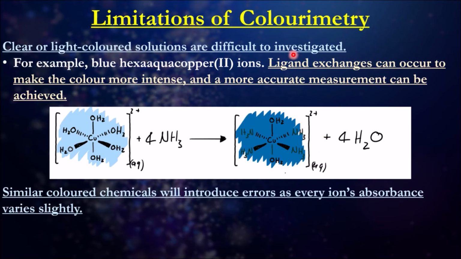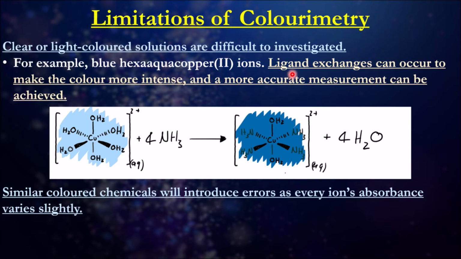There are some limitations of colorimetry though. If we have a clear or light colored solution, it is quite difficult to investigate. For example, hexaaqua copper(II) ions give you this really light blue color. Obviously the light blue color means that there's less absorbance of the other wavelengths of light. It can also mean that it's a lot more difficult to detect any absorbance.